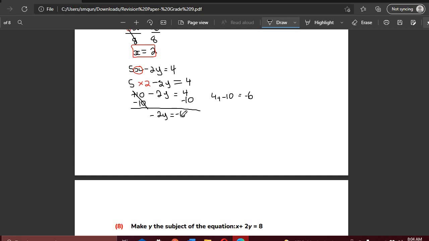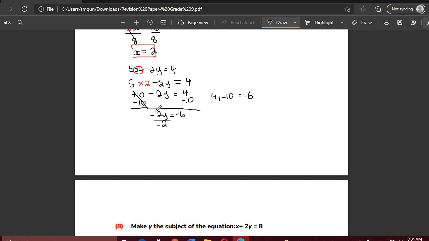You're going to have to use the rules for directed numbers a lot. But again, we have to get rid of the negative 2. So we're going to go back to our rules for directed numbers. That says when you want to divide one number into another number and they have the same sign, you're going to get a positive answer.